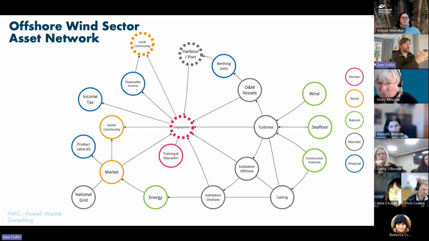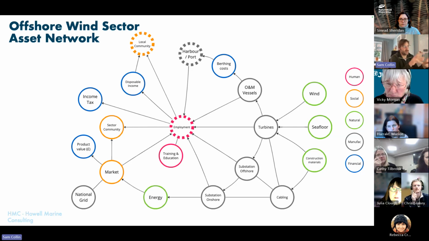And then lastly, at the bottom, following on from energy, you have the market where the energy is sold. So that's a social capital. You have the national grid with which it's shared across the country. So that's manufactured capital. And then you have the product value and the sector community. So that would be all the companies and organizations linked to the sale of energy on the market. And they link again back to employment.